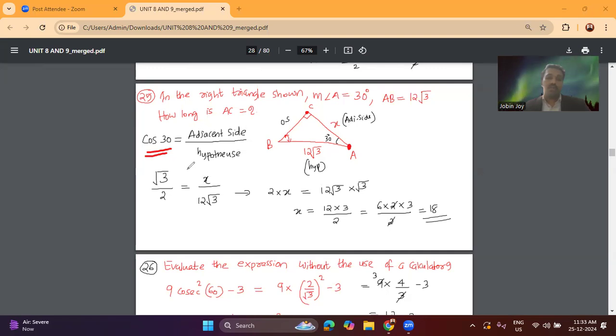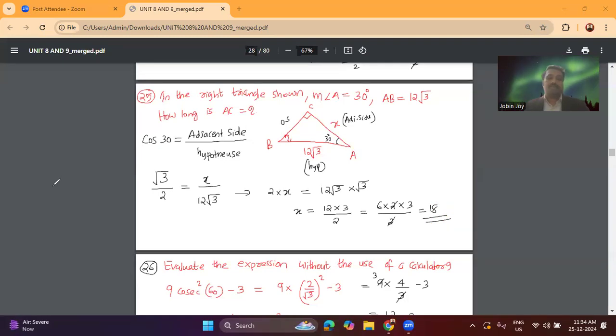So what is cos 30? Cos 30 is equal to root 3 divided by 2. So root 3 divided by 2 is equal to the adjacent side x divided by 12 root 3. Then cross multiplication, 2 into x is equal to 12 root 3 into root 3. So x is equal to 12 into, what is root 3 into root 3? 3. So 12 into 3 divided by 2. 2 and 12 I can cancel. 6 into 3, 18. So the final answer is 18.